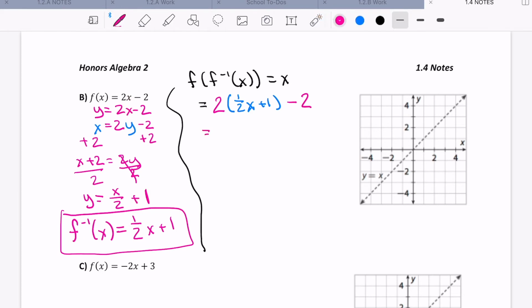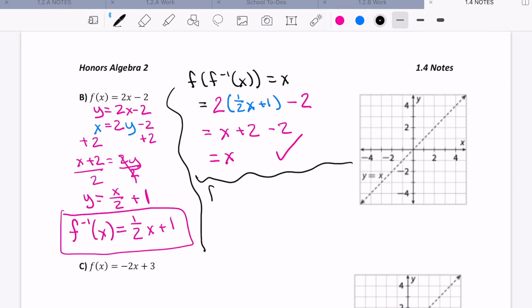Simplify. 2 times 1/2 of x is 1x. 2 times positive 1 is 2, and minus 2 at the end. X plus 2 minus 2 simplifies down to x. And we have now proven this composition works.